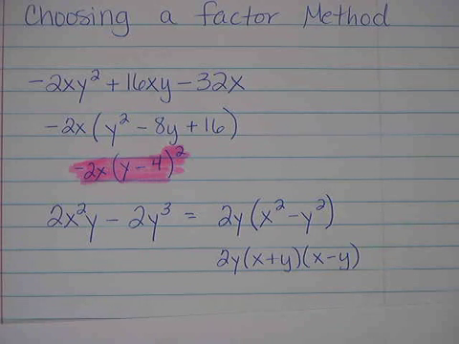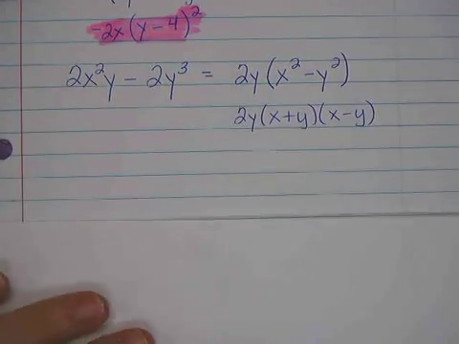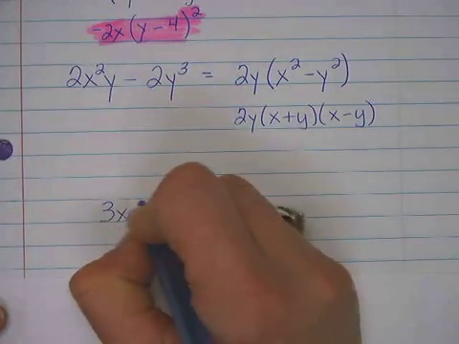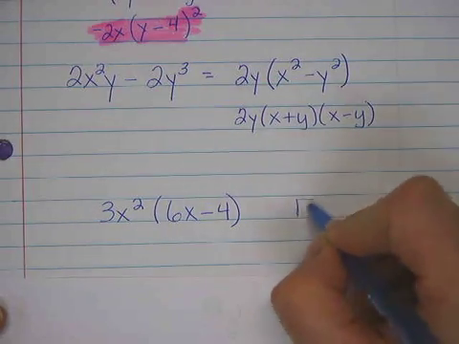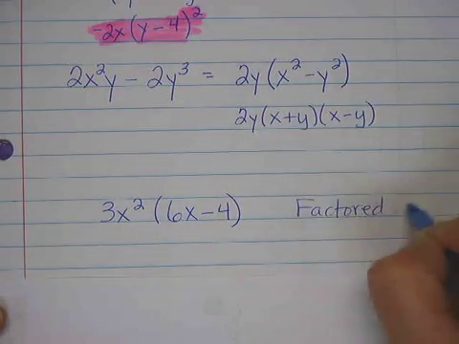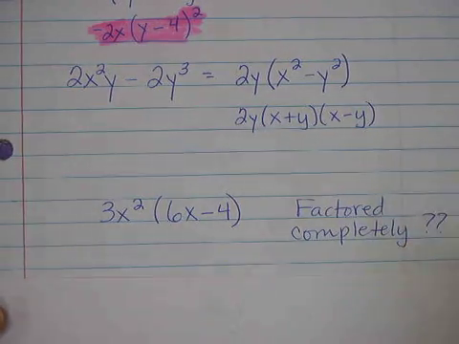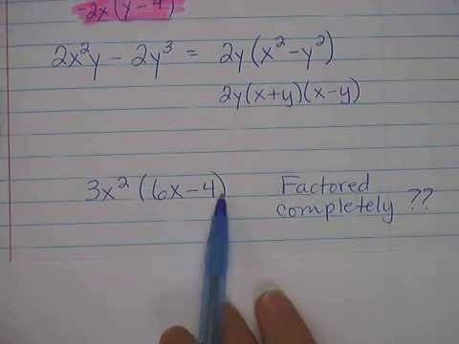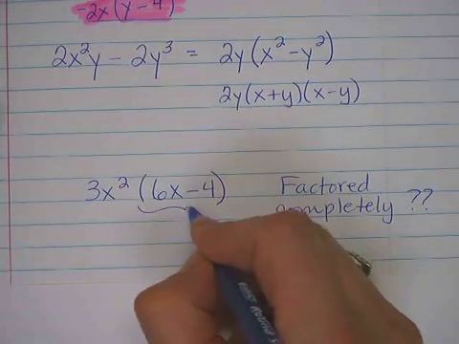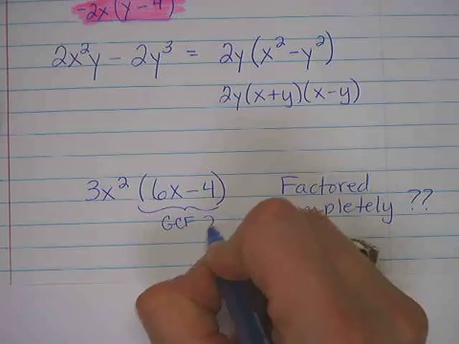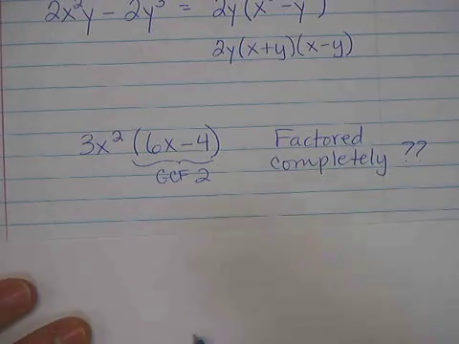All right. The only other thing that I really want to point out to you is there will be some questions on whether something is factored completely. So if you have 3x squared times the quantity of 6x minus 4, is this factored completely? Well, one of the questions you want to ask yourself is, are there any more greatest common factors that you can pull out? Hopefully you recognize that in this term right here, I see a GCF of 2. Both 6x and 4 have a GCF of 2.